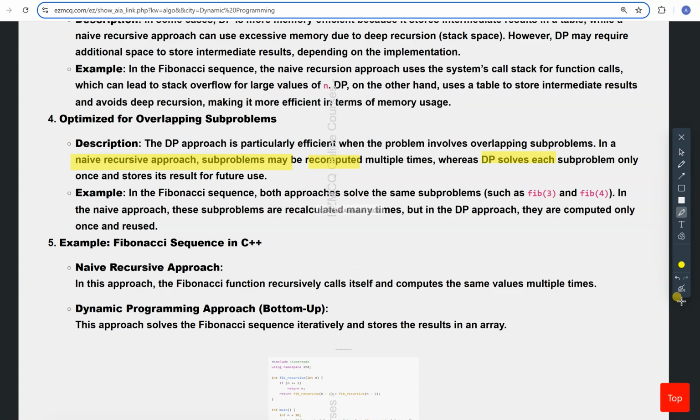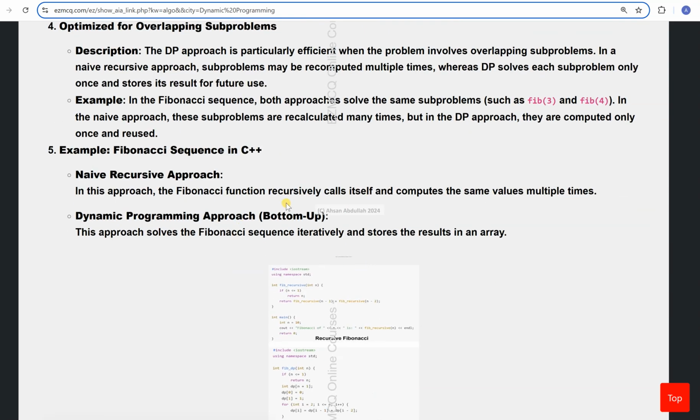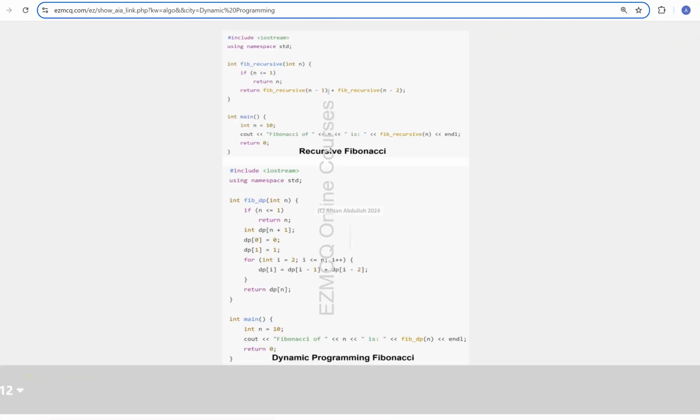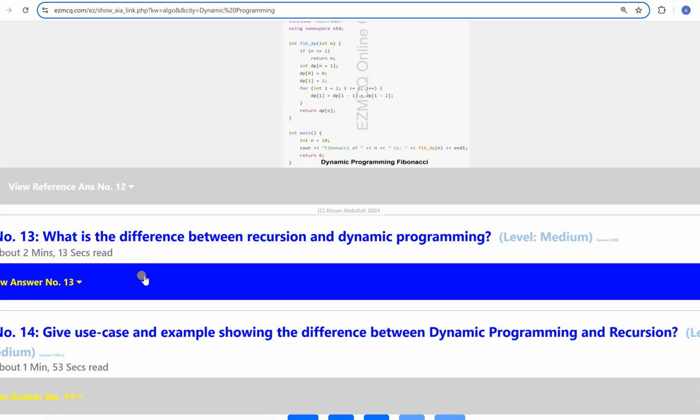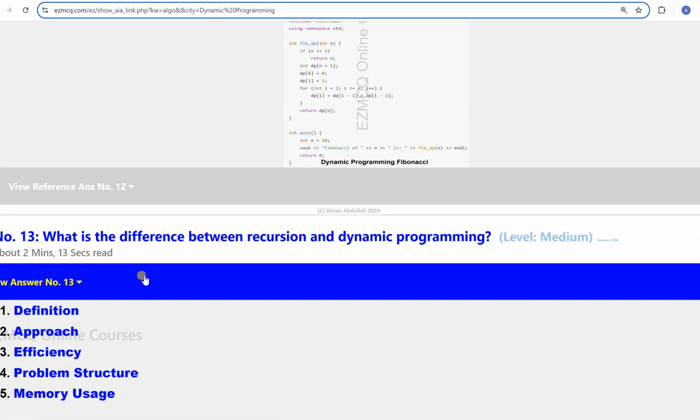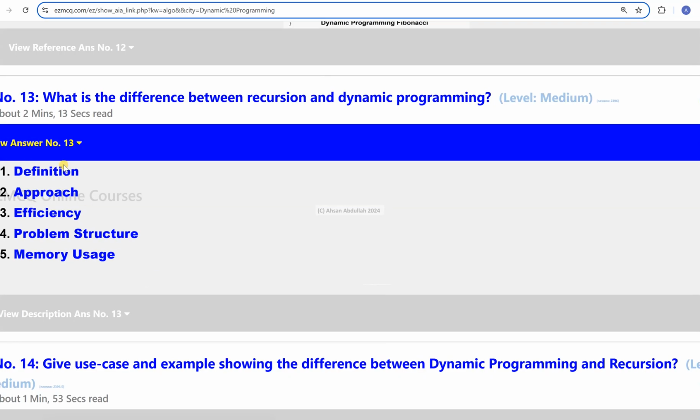So here is some code for your understanding. A bottom-up approach was used for the dynamic programming version. So what is the difference between recursion and dynamic programming? They differ in terms of definition, the approach is very different, efficiency in terms of time and space, the structure of the problem itself, and the use of memory.